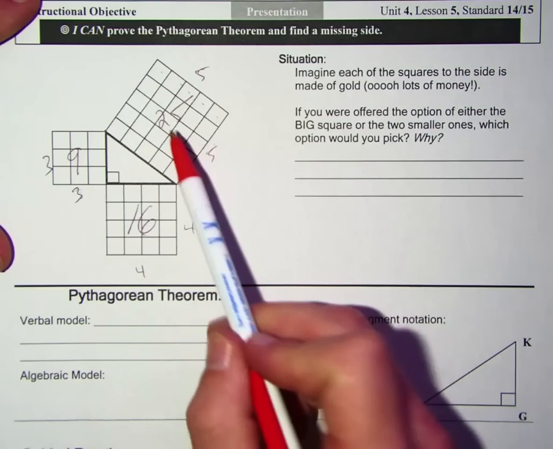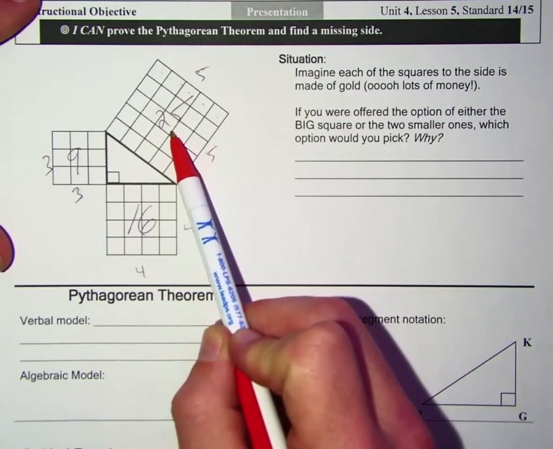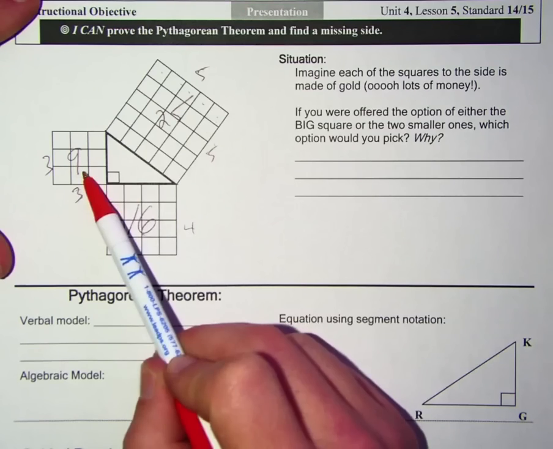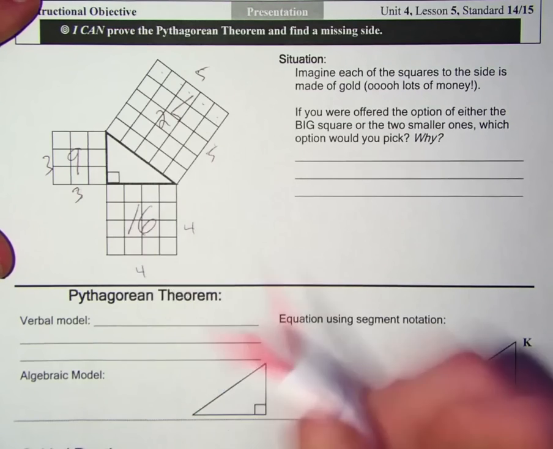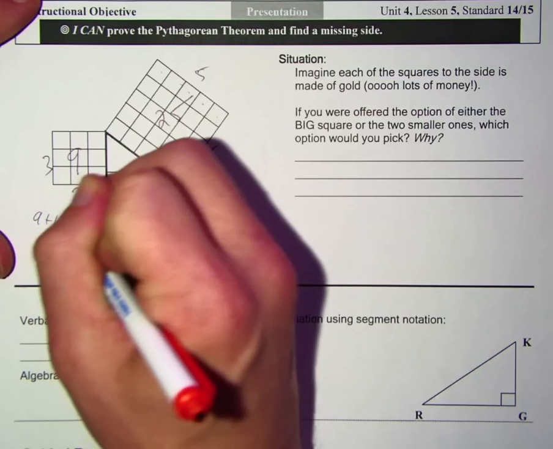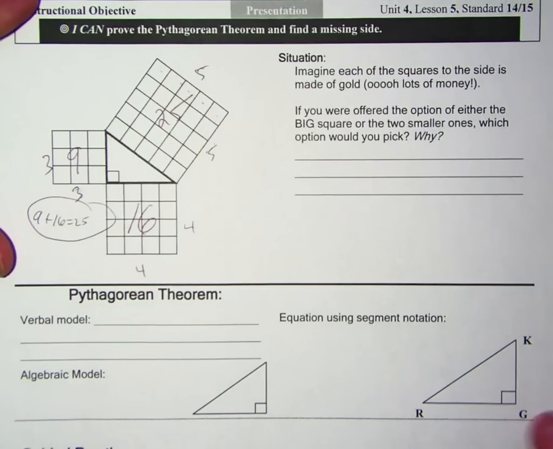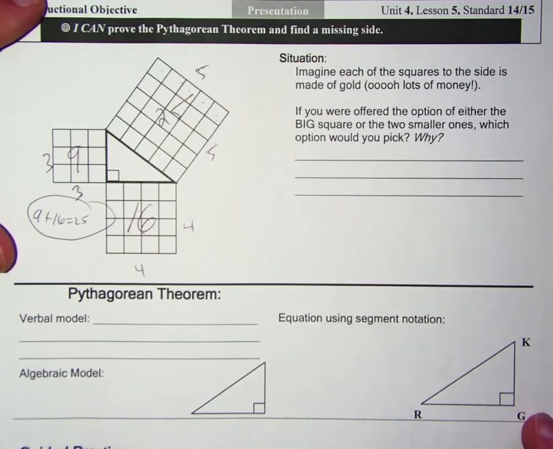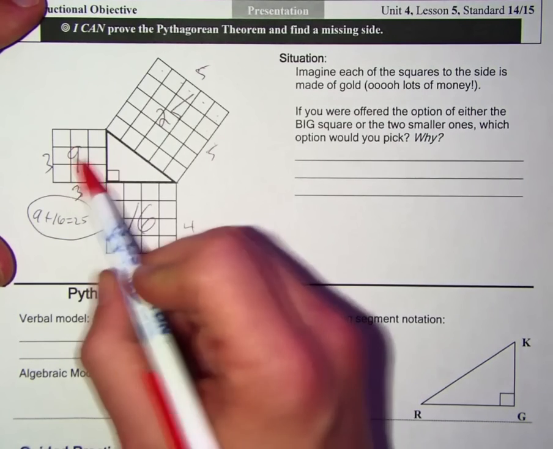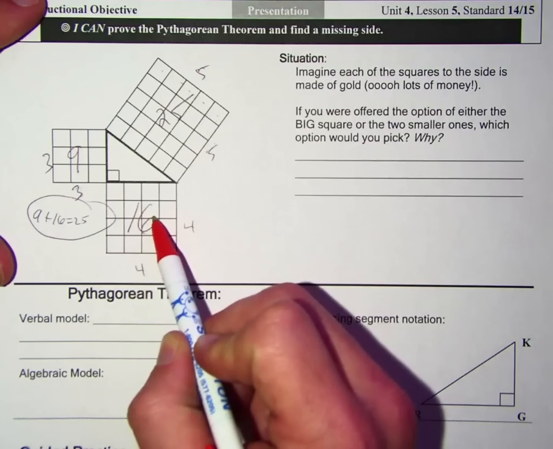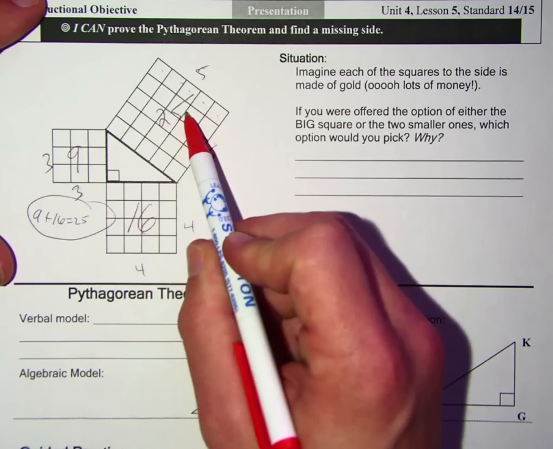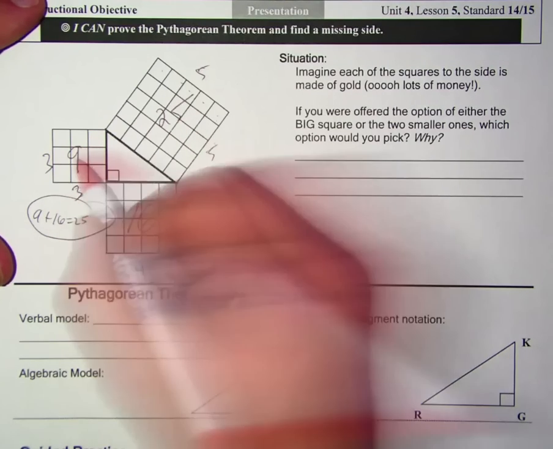Well, wait a minute. If I take the larger one, I get 25 square units of gold. But if I take both of the smaller ones, 9 plus 16 is 25. So they're the same. So it actually doesn't matter. Look at that again. This smaller one plus this other smaller one is equal to the larger one. Notice how we got this.